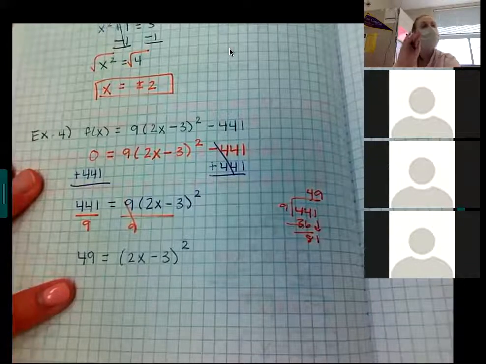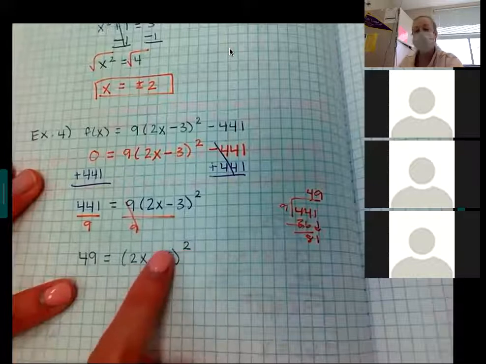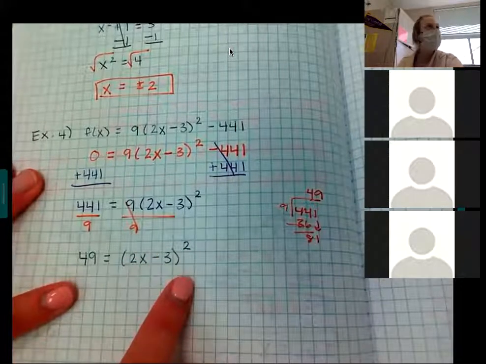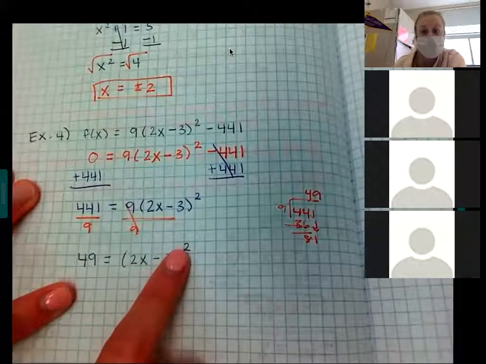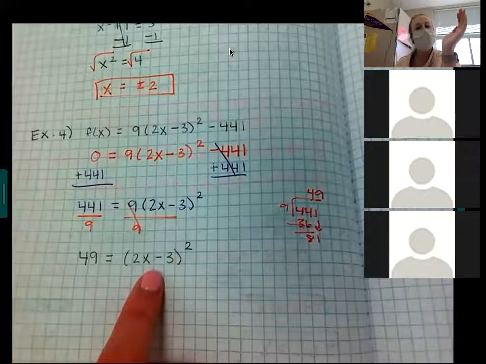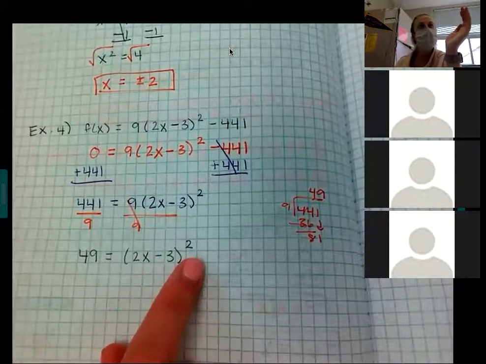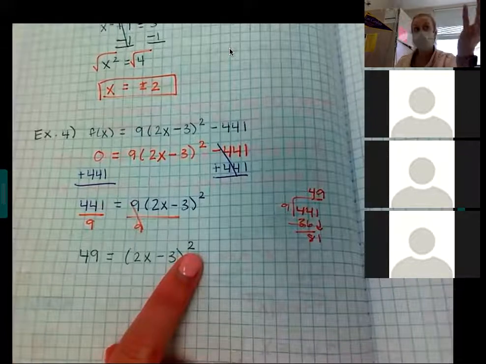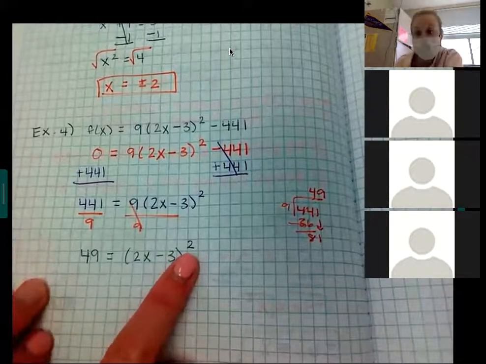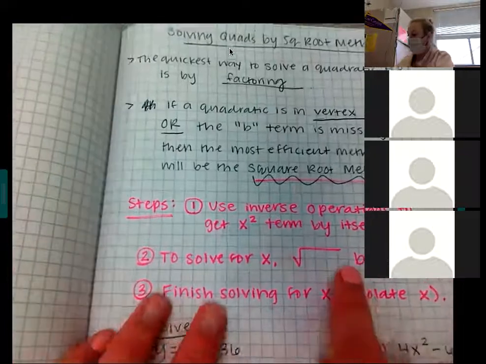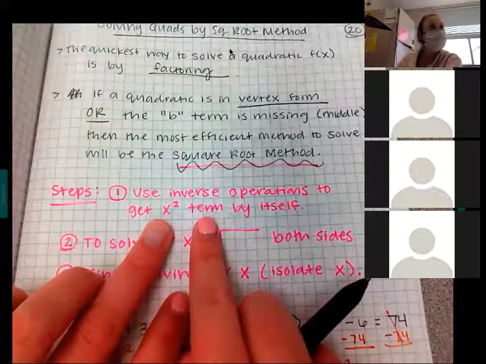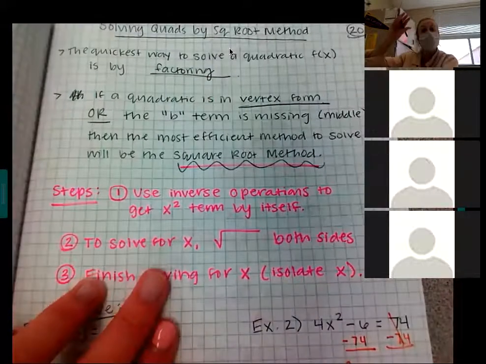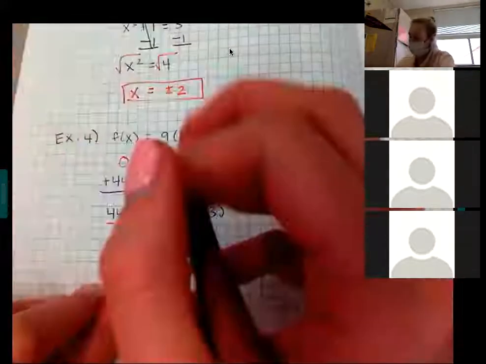To get x by itself, does everybody see how this whole thing is squared? You have to square root it now, because you can't get to that x if this whole thing is squared. And why would you waste time FOILing this out? How do we get rid of squaring something? Take the square root. That's why in your steps, I say get the x squared term. It's not always just going to be x squared. It's going to be that entire term wherever the squared is. So to get this by itself, we're going to square root both sides.